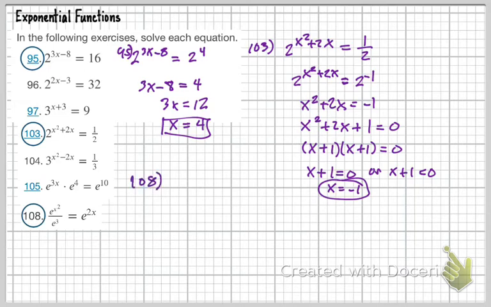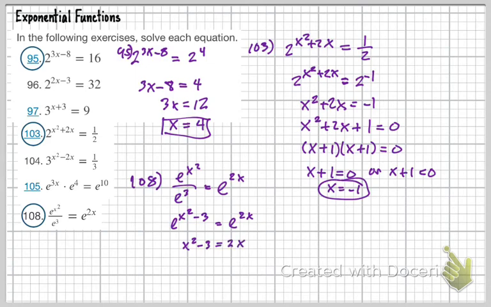Now for 108 here, we have e to the x squared over e to the third equals e to the 2x. Now one thing to realize here, when I'm dividing with the same bases, that means with my exponents I'm subtracting. So this is really e to the x squared minus 3. And that equals e to the 2x. So what that means is I got these in terms of the same base again, using just my exponent rules. So now from here, since the bases are the same, I can just take those exponents, because those also have to be the same if these equations are going to remain the same.